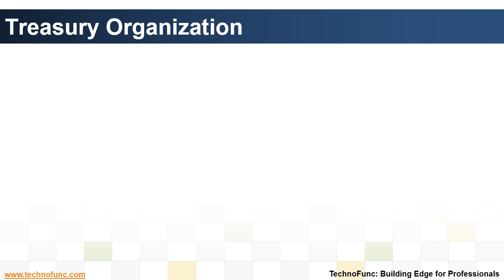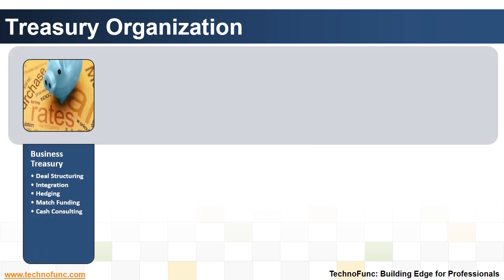Treasury is mainly organized as a cost or service center and acts as a center of excellence in corporate finance. Some common sub-functions are business treasury, which often acts as a face to the different business P&Ls within the enterprise. Main responsibilities include deal structuring and integration, hedging and match funding, and cash consulting. Sometimes responsible for bank account management, disbursement facilitation, and cash management. Helps in temporary investment of the company's excess cash.